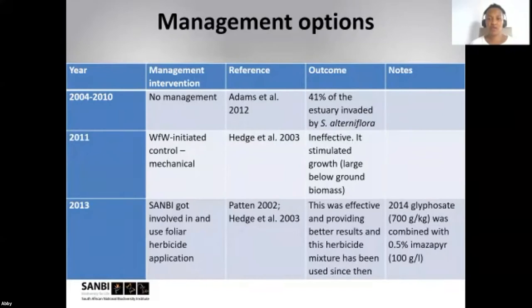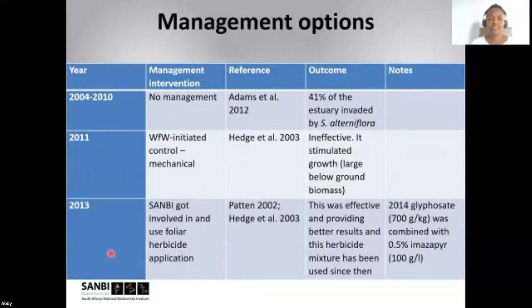So when it comes to the actual control or management of the population, we tried different control measures. In 2004 to 2010, no management happened. 41% of the estuary was invaded by Spartina alterniflora. In 2011, Working for Water initiated the control using mechanical control. This method was not effective. It stimulated growth and created large below-ground biomass.